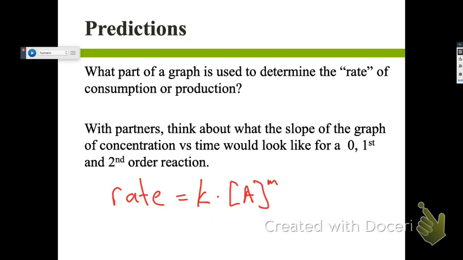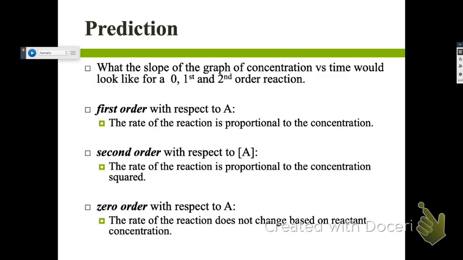Concentration goes down over time. What does that mean about the slope? Okay, that's a conversation I want you to have. For 0, first, and second order, what happens to the slope of those graphs as you keep decreasing concentration and reactants get consumed? And just to summarize what we just talked about, here's 0, first, and second order.